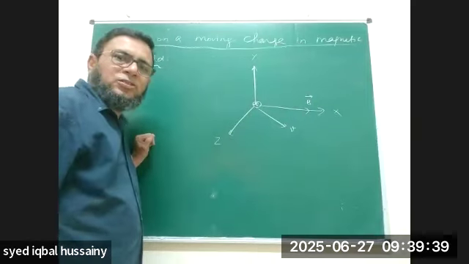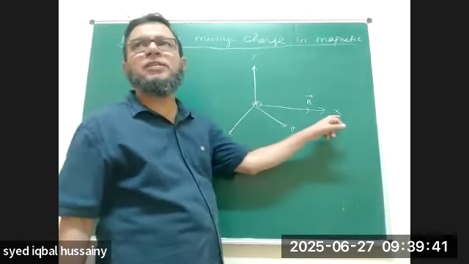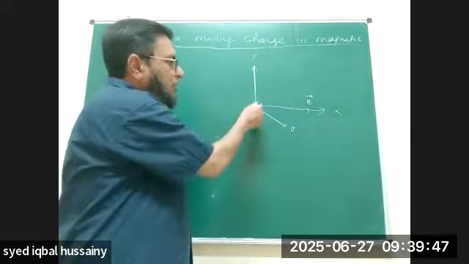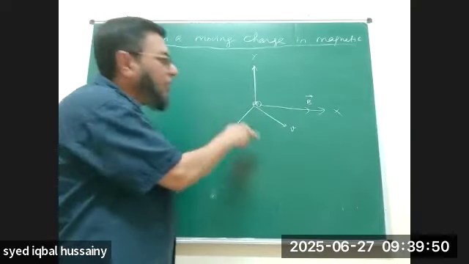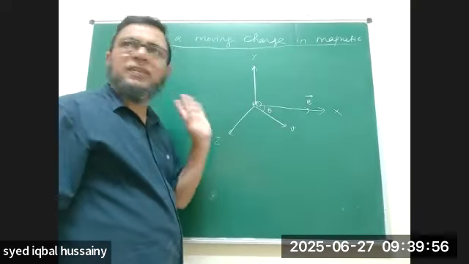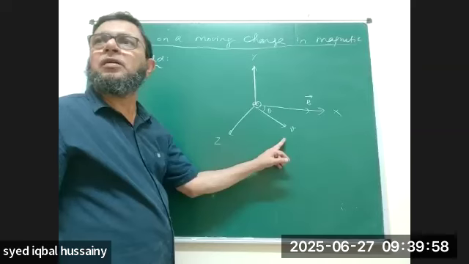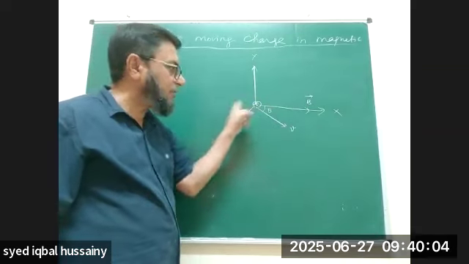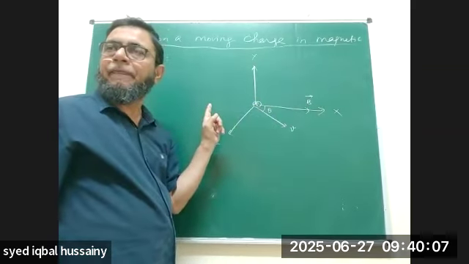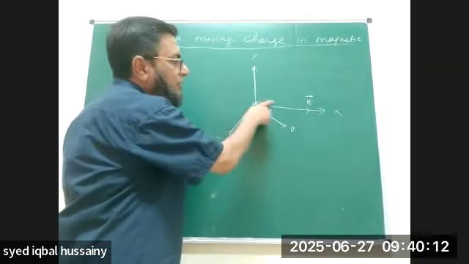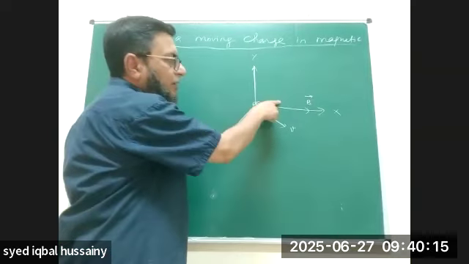Now, bachcho, I'm asking one question. Imagine that the magnetic field is along the x-axis. Now, this charge is moving in the presence of the magnetic field, making an angle theta with the x-axis. The speed of the charge is v. This is theta. That means what is this line? If this is v, what is this line? V cos theta.